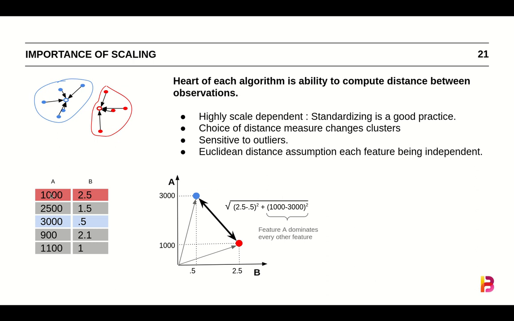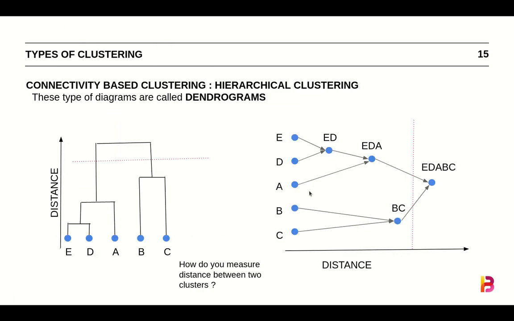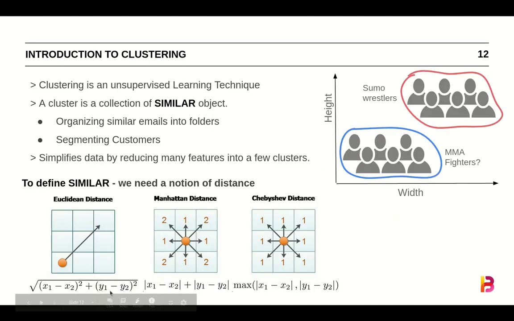So when you want to calculate the distance between this and this point, we represent this red observation as a point in space here. Because there are two features, we draw two axes, A and B. A at 1000, B at 2.5 becomes our red point. A at 3000 and B at 0.5 becomes our blue point. Now to calculate the distance, we take (x1 minus x2) squared plus (y1 minus y2) squared, all under a square root. That becomes our Euclidean equation, which we saw earlier, the Euclidean distance.